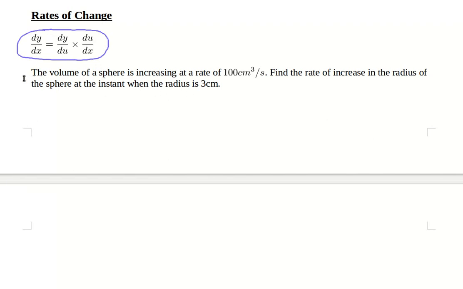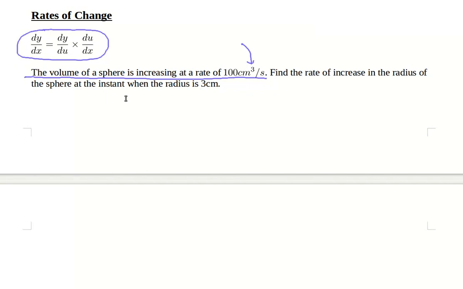We're told that the volume of a sphere here is increasing at a rate of 100 centimeters cubed per second, and I'm always keen to say to the students, the units are really, really handy. I'll say a bit more about that in a second. Let's say we're blowing up a balloon, the volume is increasing at a rate of 100 centimeters cubed per second. So the rate is constant. We're gaining 100 centimeters cubed in volume every second. Find the rate of increase in the radius of the sphere at the instant when the radius is 3.